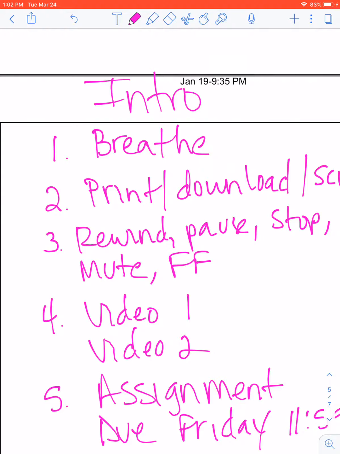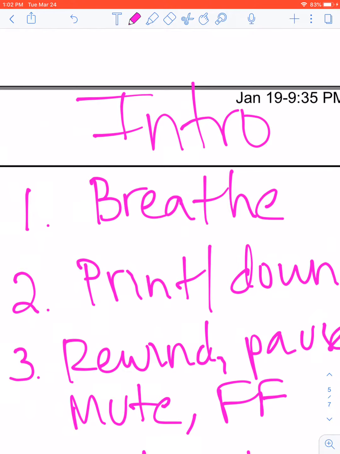Before we jump into the math, I wanted to go over some introductory points: how are we going to e-learn? I've gotten some emails from some of you. So here's what we're going to do first. We're all going to breathe. We're going to get through this okay. I am not super worried about getting through this, so I don't want you to be super worried about getting through this. And here's why.